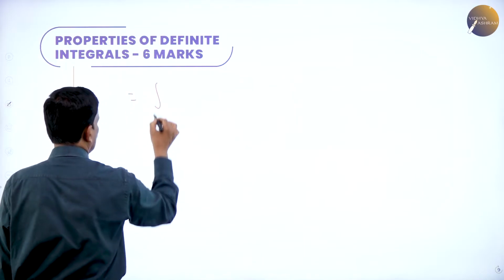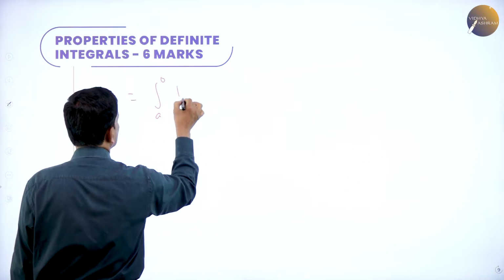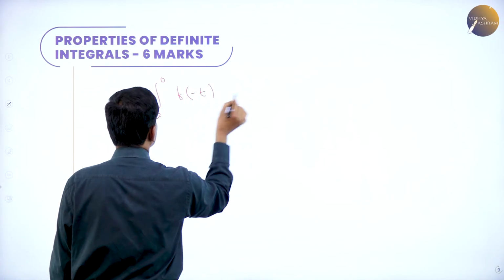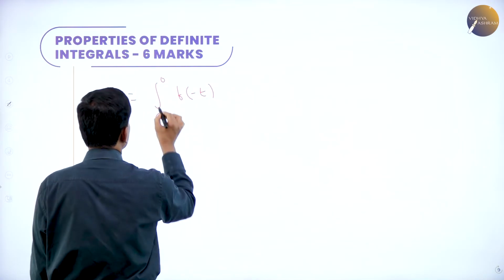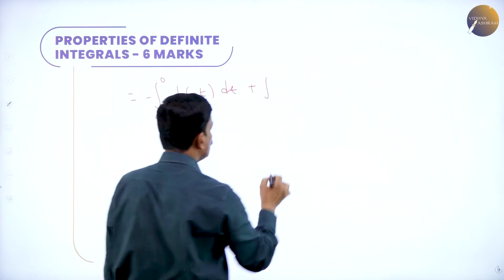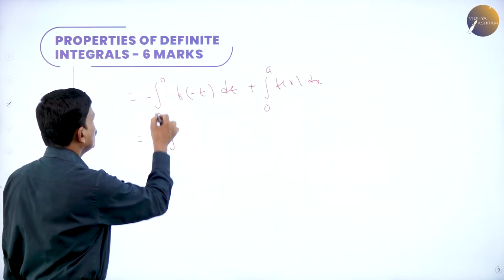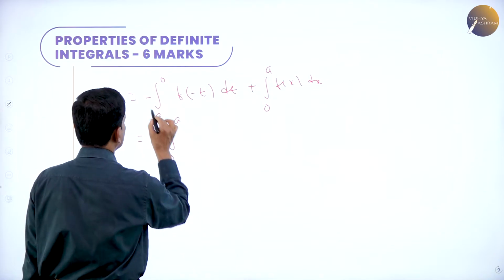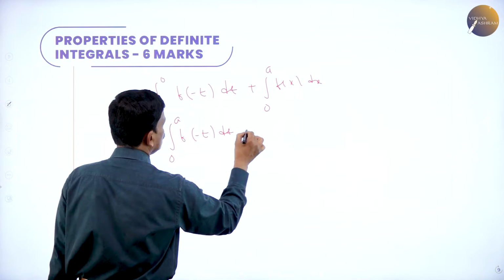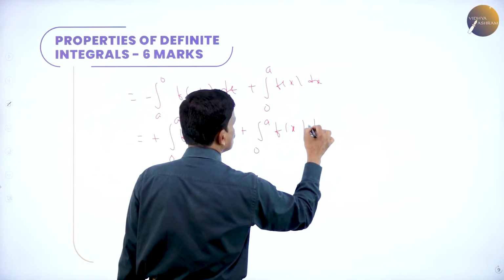Therefore, this becomes integral a to 0 of f of minus t, and just take this minus out of dt, plus integral 0 to a f of x dx as it is. If you interchange the limits, a to 0 can also be written as 0 to a, and this minus becomes plus: f of minus t dt plus integral, this is the same, 0 to a f of x dx.